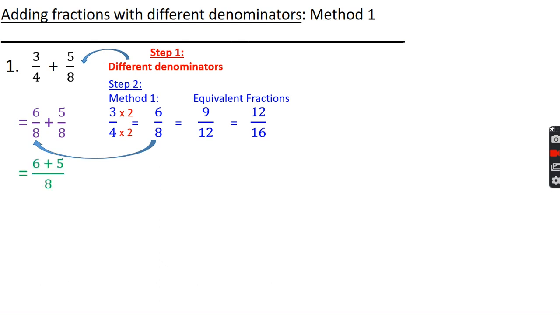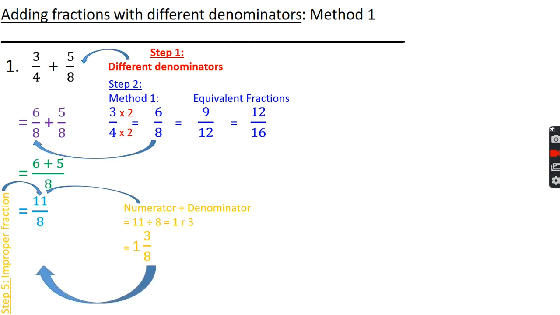All right, so that can be rewritten as 6 plus 5 over 8. 6 plus 5 is 11. That gives us 11/8. This is an improper fraction. Now we need to change the improper fraction into a mixed fraction by dividing the numerator by the denominator. That is 11 divided by 8, which will give me 1, remainder 3, which gives us the fraction 1 and 3/8. Now this is going to be my final answer, as 3 and 8 have no common factors.